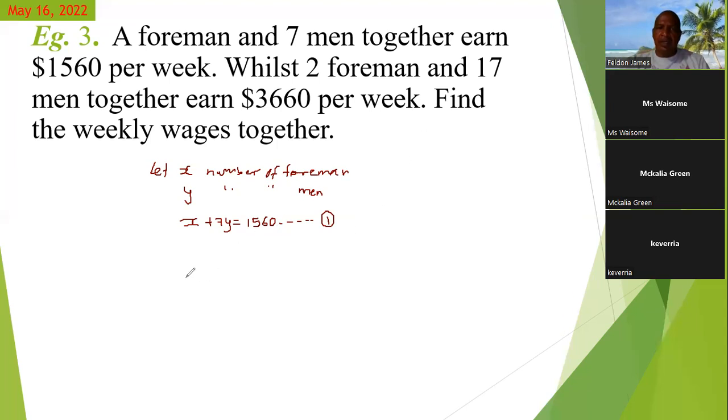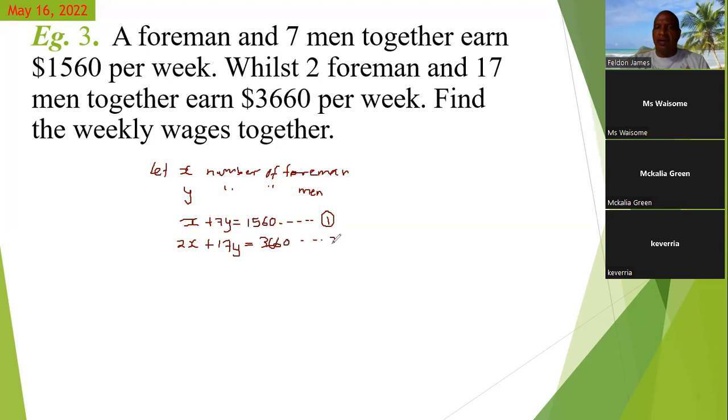Miss Waysam, can you give me the other equation now? Yes, sir. So the second part where it says 2 foremen and 17 men work together. So that would be 2X plus 17Y equal to 3,660. All right. So what would remain for you to do here now is give me the final answer that you get here. 2,000 what? 3,000? 3,660, sir. All right.